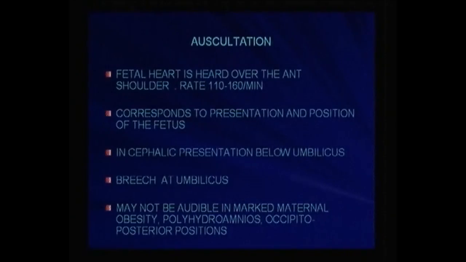Auscultation. Fetal heart is heard over the anterior shoulder. The normal rate is 110 to 160 beats per minute, which should be regular and of good volume. The location of the fetal heart corresponds to the presentation and position of the fetus. In a cephalic presentation, it would be found below the umbilicus, whereas in a breech it is normally around the level of the umbilicus.